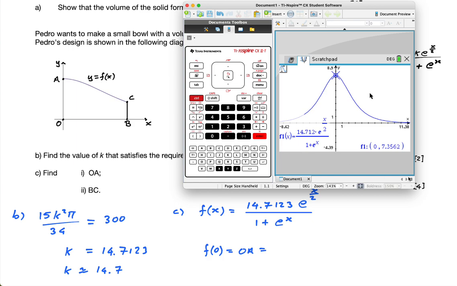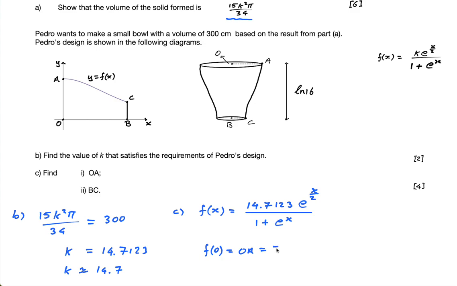It's 7.3562. Again, if you want to write that, 7.36 to 3 significant figures. And that's C part I.